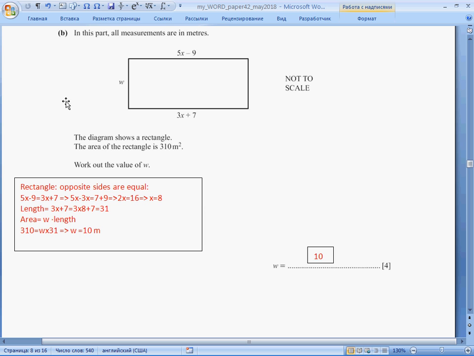So here we have a rectangle, the area of the rectangle is known, we should find w, but we don't know x. What we know is that opposite sides are equal, so from this we can find x. So we find x equals 8, then the area will be w times the expression. We know x is 8, 8 times 3 is 24, so the side is 31, 31 times w gives us 310, so w is 10.